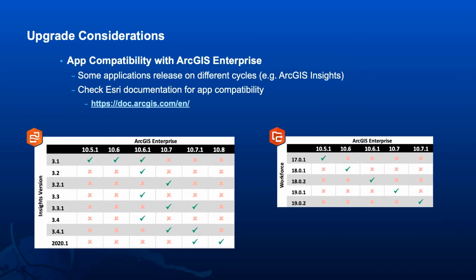Another consideration to think through is app compatibility. You may have several apps added to your ArcGIS Enterprise. These could be Workforce for ArcGIS, or ArcGIS Insights, or Collector for ArcGIS, just to name a few. Some of these applications are on different release cycles than ArcGIS Enterprise. It's best to check the app compatibility in the documentation by reviewing each app and ArcGIS Enterprise requirements to ensure that you have compatibility between your application and ArcGIS Enterprise. For example, for ArcGIS Insights, you may want to take advantage of the latest Insights version, 2020.1. You would need to have 10.7 or higher for ArcGIS Enterprise to support that.